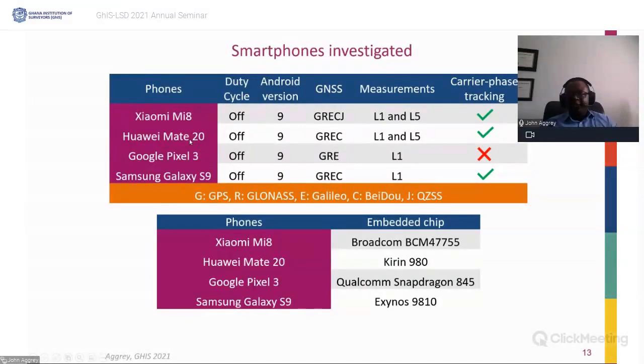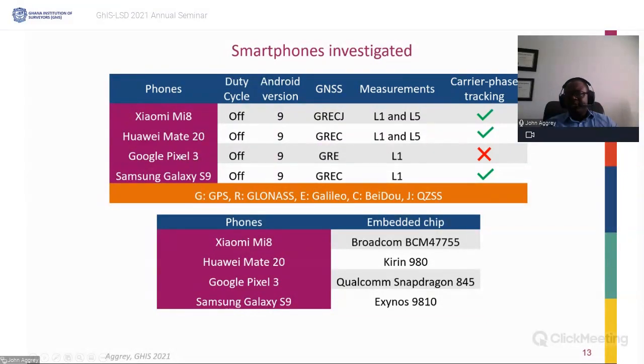The second phone I took was the Huawei Mate 20, and I'm sure some of you are already using these phones. I also had the Google Pixel 3, and then I had a Samsung Galaxy S9, which is a very common phone that most of you, I'm sure, are already using. All of these phones were tracking at least three of the GNSS satellite systems that I previously talked about. So at least I had the GPS, GLONASS, and Galileo being tracked by all of them.